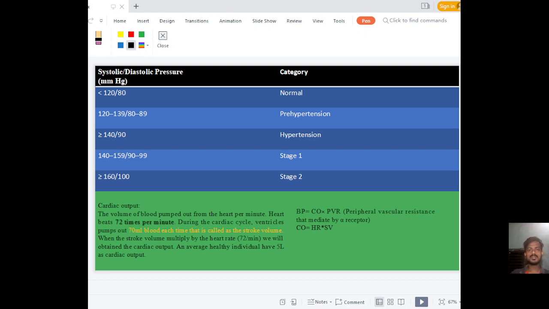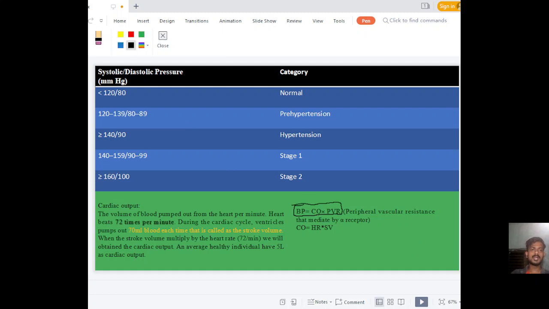So what is hypertension? Hypertension is a condition where your blood pressure increases to more than 140 by 80 mm of Hg. When it increases above 140 by 80 mm of Hg, this condition is called hypertension. Blood pressure can be calculated by a simple formula: blood pressure is equal to cardiac output into peripheral vascular resistance.